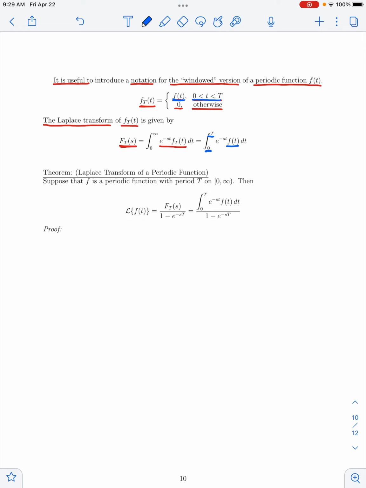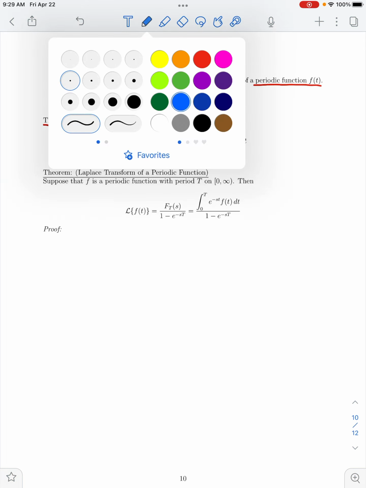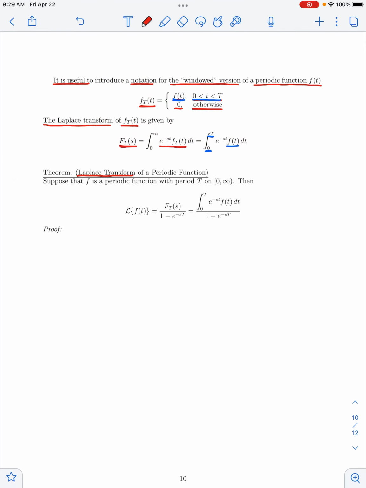So let's take a look at the following theorem. This next theorem will tell us how to find the Laplace transform of a periodic function. So here's what it says. Let us suppose that we have a periodic function f with period capital T defined on some interval from 0 to infinity. Then the Laplace transform of that periodic function f is given by the ratio of the Laplace transform of the windowed version of our function divided by 1 minus e to the negative s times capital T, where the Laplace transform of that windowed version was given by the integral we saw above.